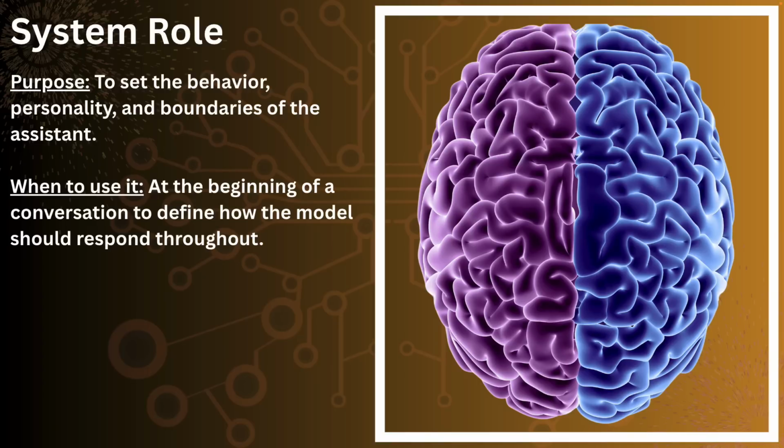So when do we use the system role? At the beginning of a conversation, to define how the model should respond throughout. We want to give some more context and information to our model so it is precise about the conversation. Let's move on and see the next role.